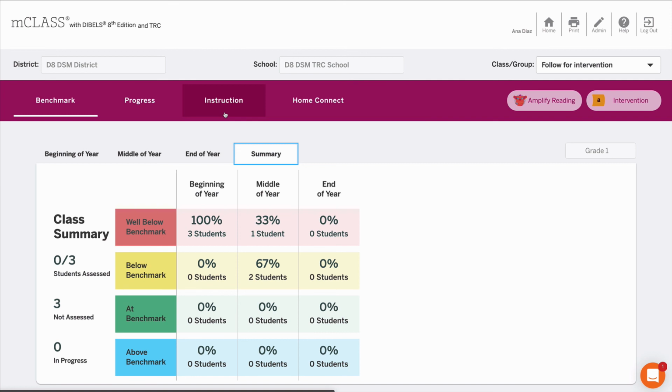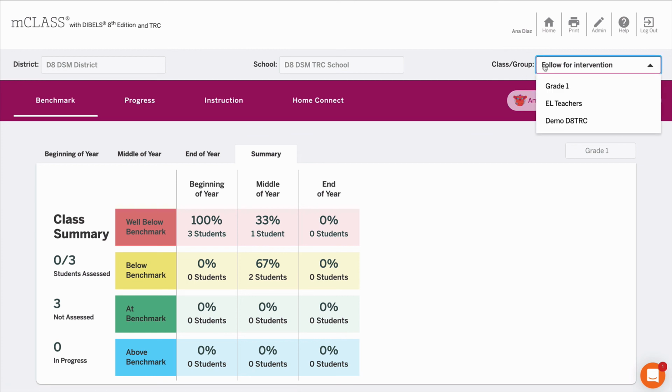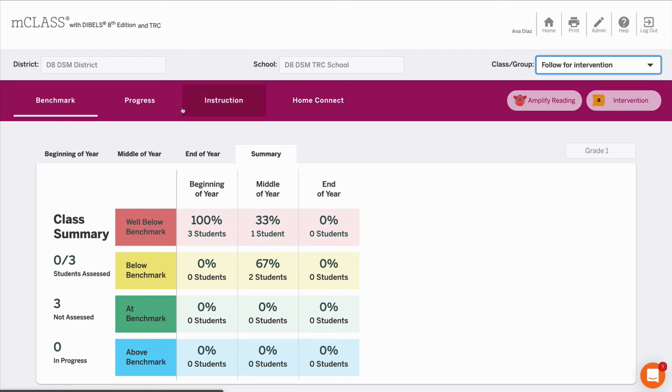If I wanted to create a custom group that maybe is even across grades, second and third graders who really need work in a particular skill, I'd be able to create that group up here in the dropdown and then have instruction that even goes across grades. I could see the groupings.